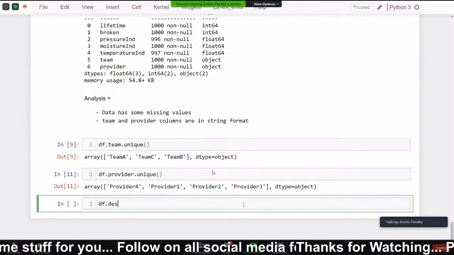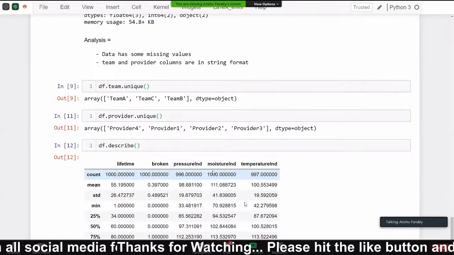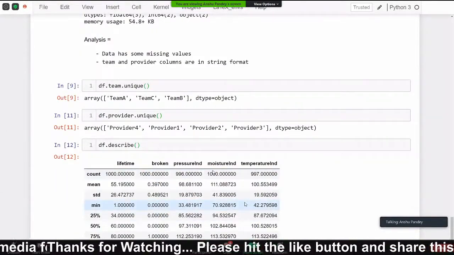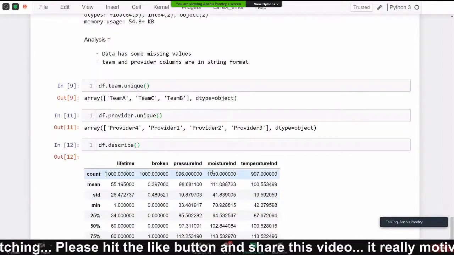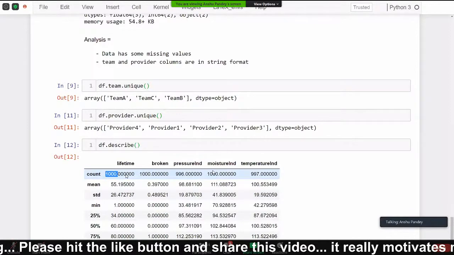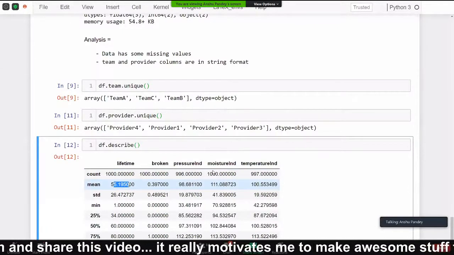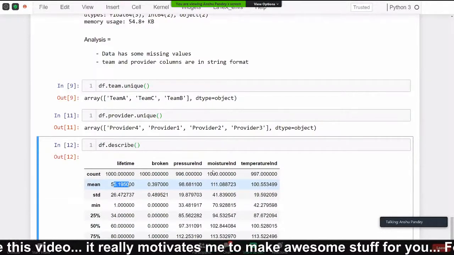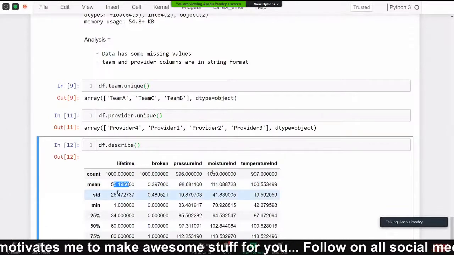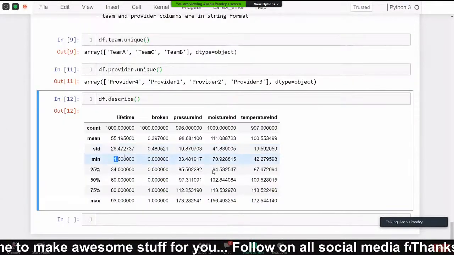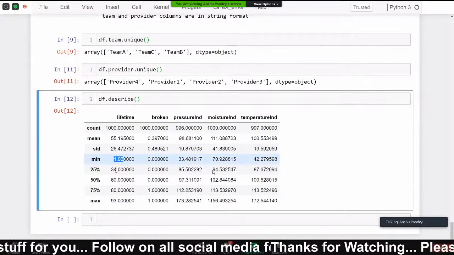Please repeat our point, right? So good question. describe gives a statistical summary of the data. It gives simply the statistical summary of each attribute, which includes the lifetime, where there are 1,000 values. The average lifetime of all machines is 55 months, right? So all the machines are on average useful up to 55 months, and the standard deviation is 26. The min is the minimum value, that means the minimum number of months any machine has is 1.